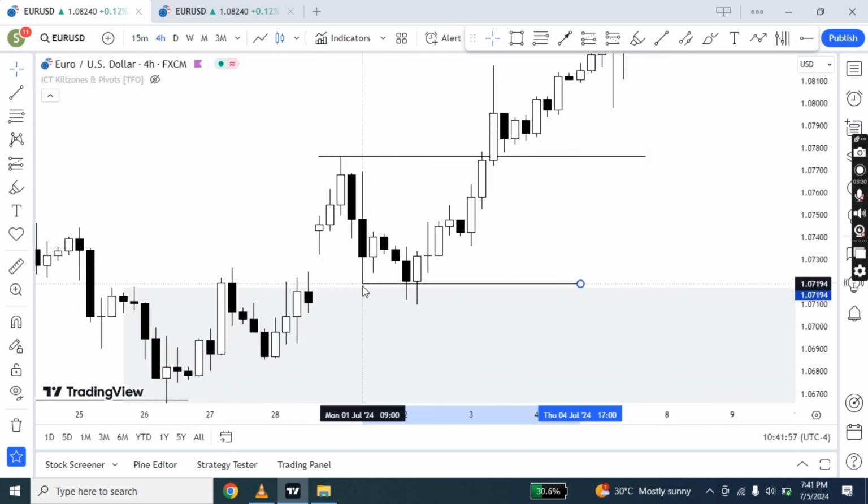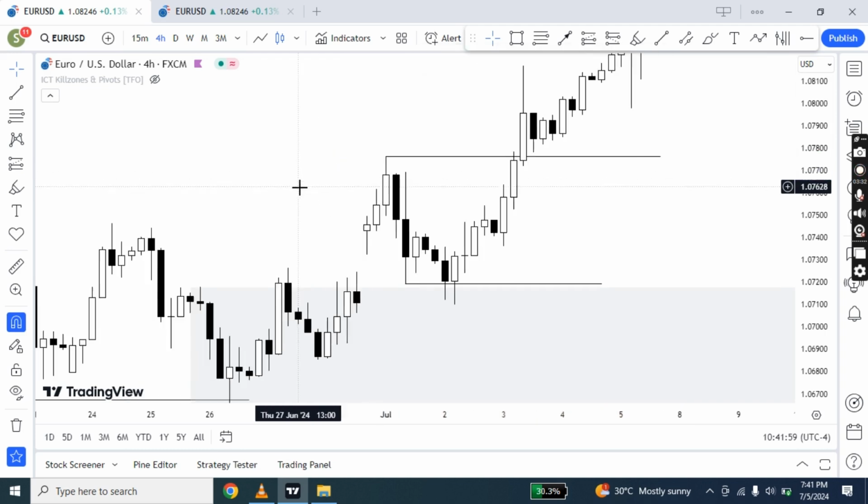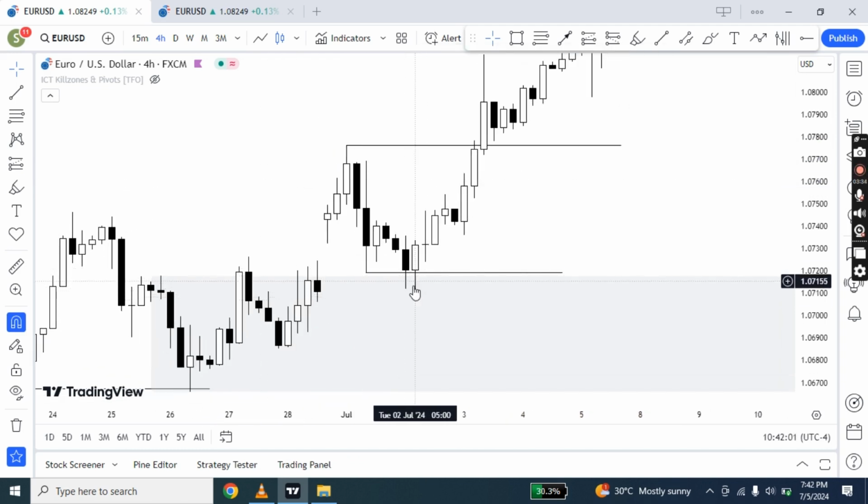So on the 4-hour, you can see right here that we purged this Monday CRT on Tuesday and then immediately reversed from there and closed inside the CRT range. Now you could have traded this 4-hour CRT on the lower time frame as well and could have potentially exploited it, but that's not the topic for today.